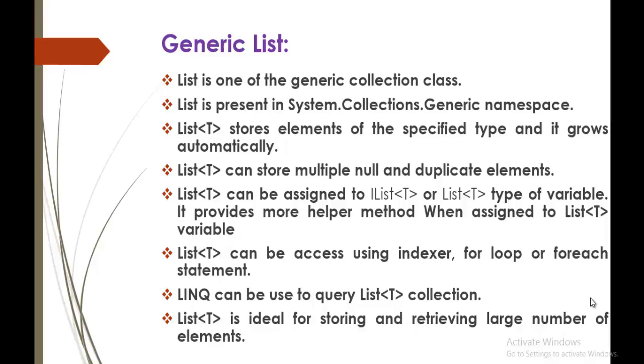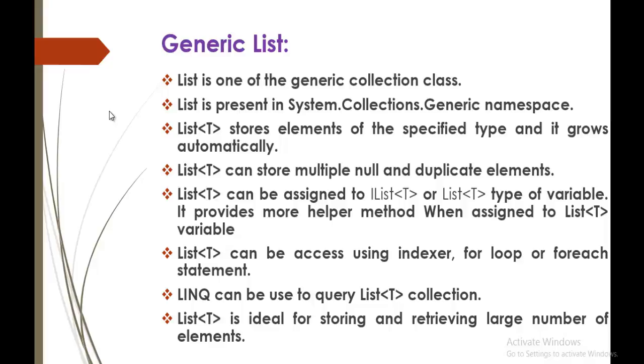List is present in the System.Collections.Generic namespace, and List within the angular braces T represents a generic collection class, and it stores the elements of the specified type. It grows automatically. For example, if you give an int type within the angular braces, then the list has the capacity to only store values of integer type, and the size can grow automatically. You don't have to specify the size at initialization only.